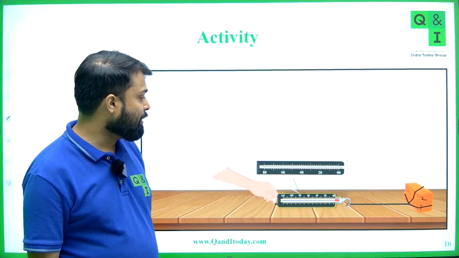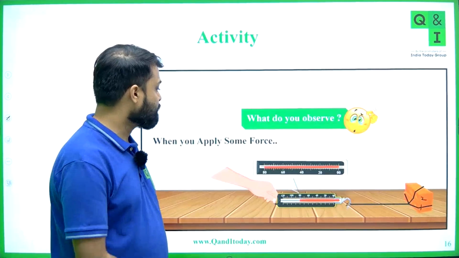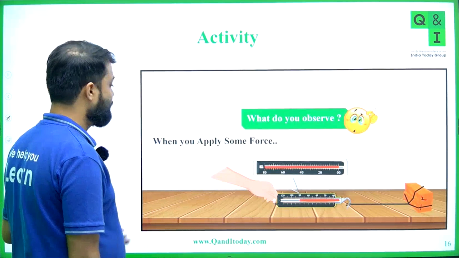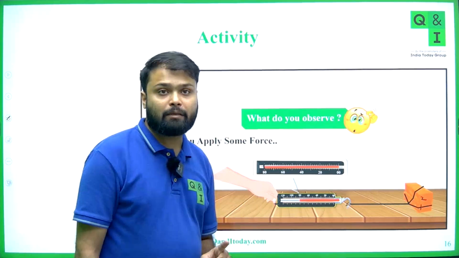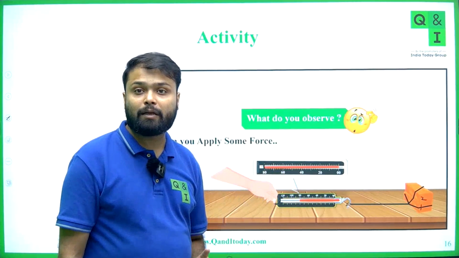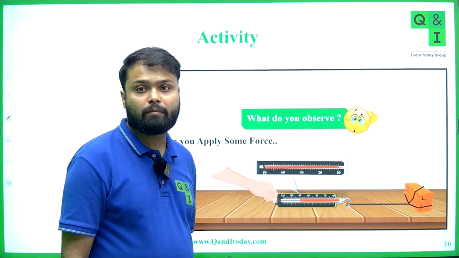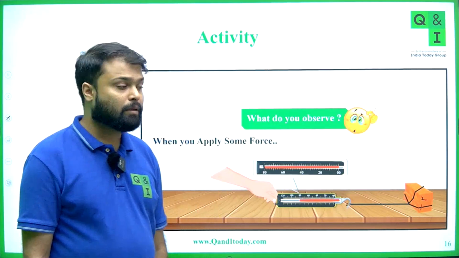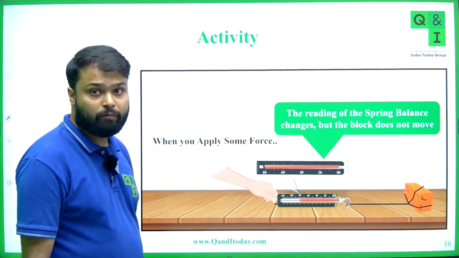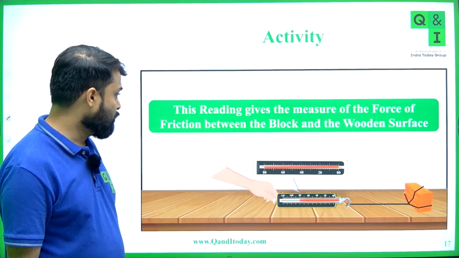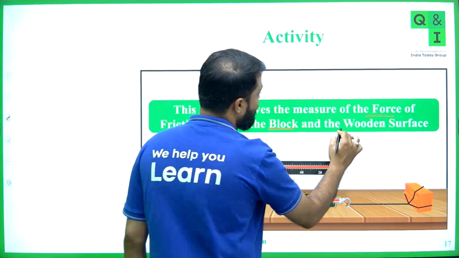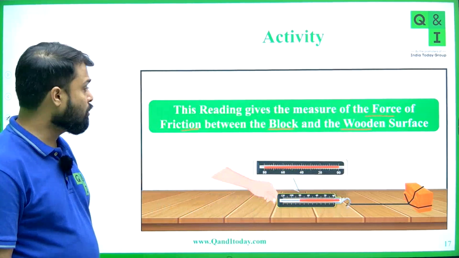Now, if we increase the pull on the spring balance, this time you can see the force required is somewhere around 80 Newton. In the first case, if we have only one brick, the force required is only 40 Newton. Now we have two bricks, so the force required is 80 Newton. Yes or no? Yes, sir. Okay. So here the reading of the spring balance changes, but the block does not move. Why? Because of the friction. Yes or no? Now this reading gives us the measure of the force of friction between the block and the wooden surface. Yes or no?